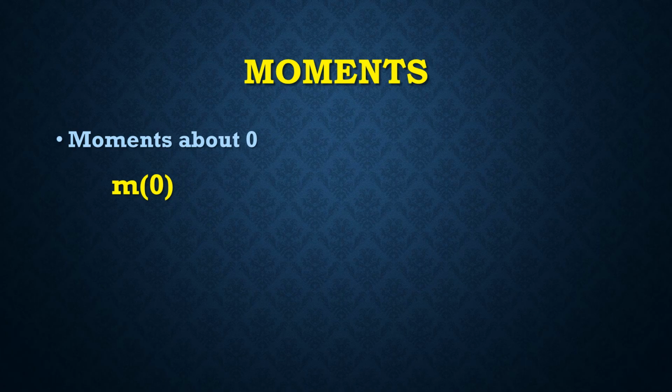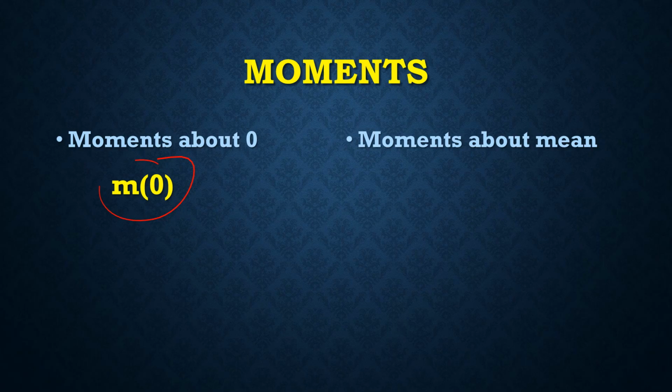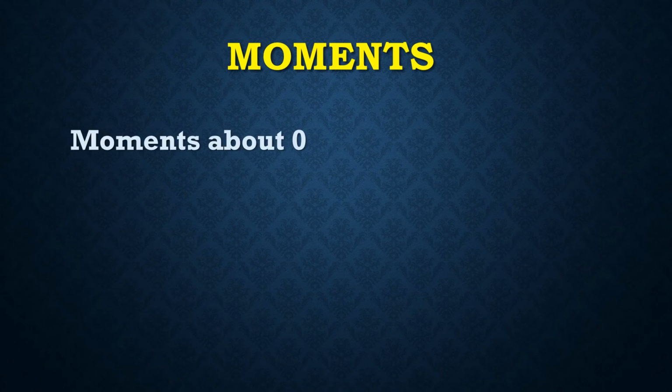Moments about zero. Firstly, we want to find moments about zero. We denote the moment about zero by the symbol m of 0, like this. And the moments about mean. There are two types: moments about zero and moments about mean. We denote the moments about zero by the symbol m of 0 and the moments about mean by the symbol m. Firstly, moment about zero.